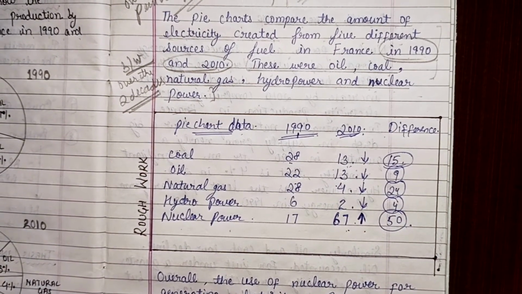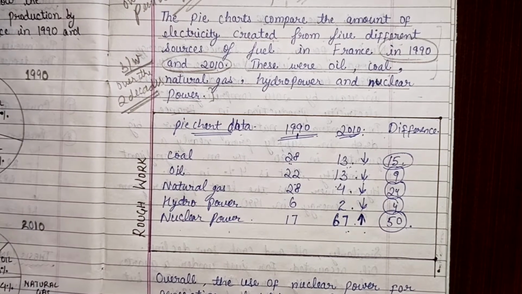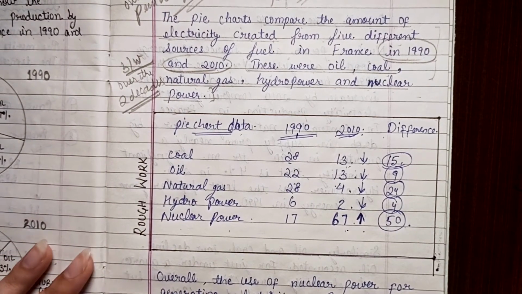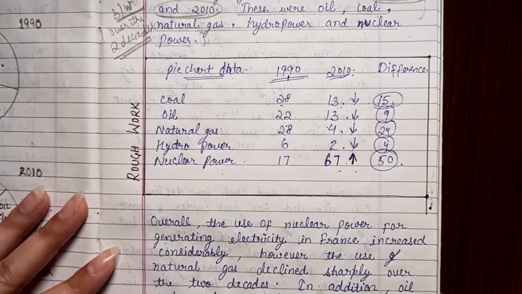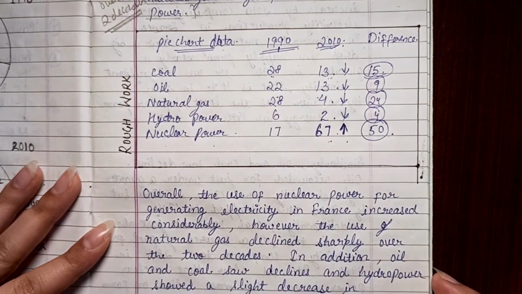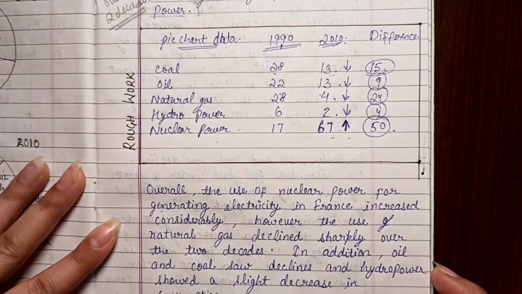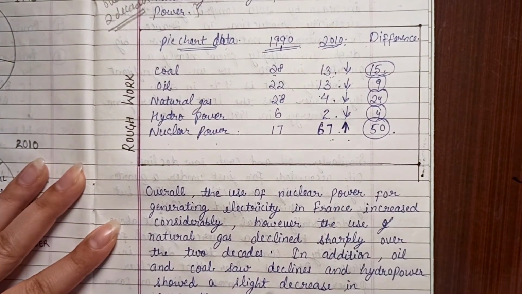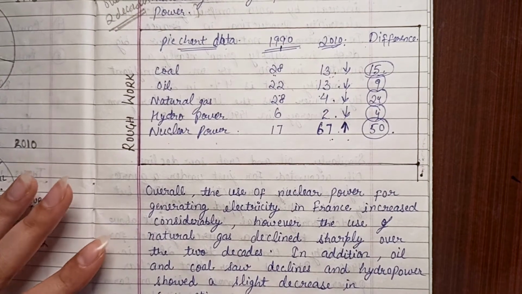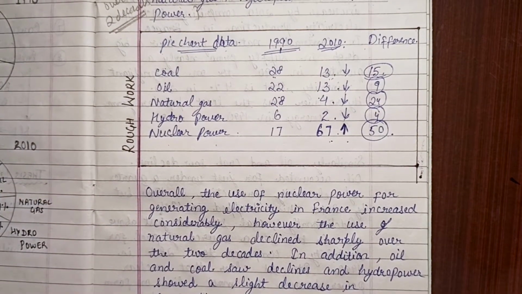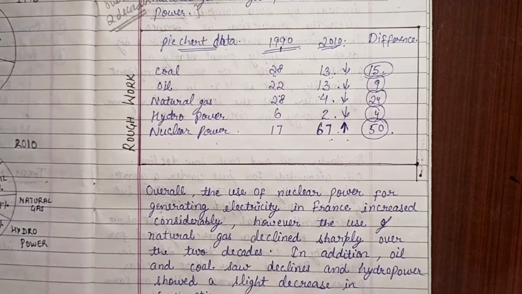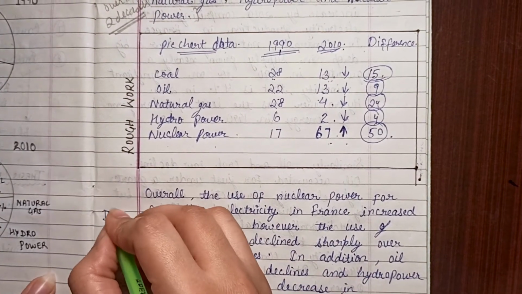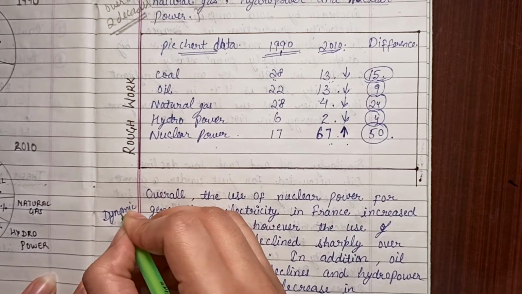So with this you will be able to write what increased and what decreased. As I have already told you, in the overall you will not write any of the data. You will not write any of the percentages, right? You just need to write what increased and what decreased. The people who have watched my video related to the pie chart vocabulary may know the difference between the dynamic and static data.